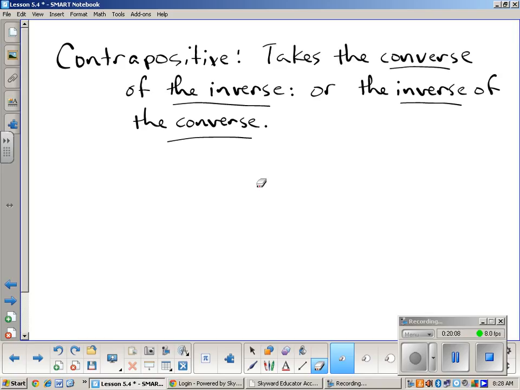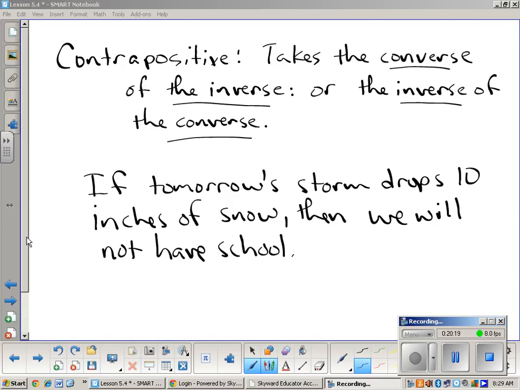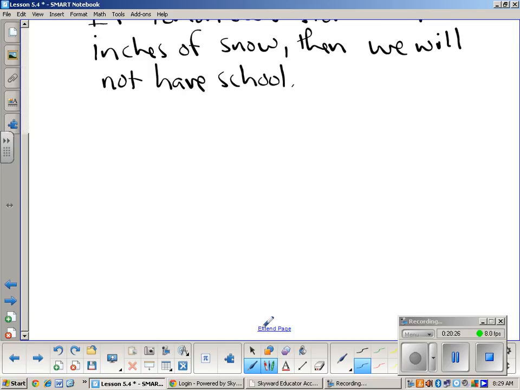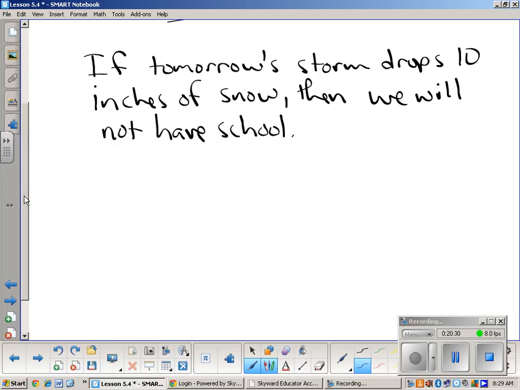So let's go back to the storm. And let's write that statement down again. I'm going to pause to write it. So our statement again, same one we used before. If tomorrow's storm drops 10 inches of snow, then we will not have school. Okay? So I want to write the contrapositive of that. I want to write the converse of the inverse. And so the contrapositive is going to say what? Well, what's the inverse of this going to say? Okay, if tomorrow's storm doesn't drop 10 inches, then we will have school.